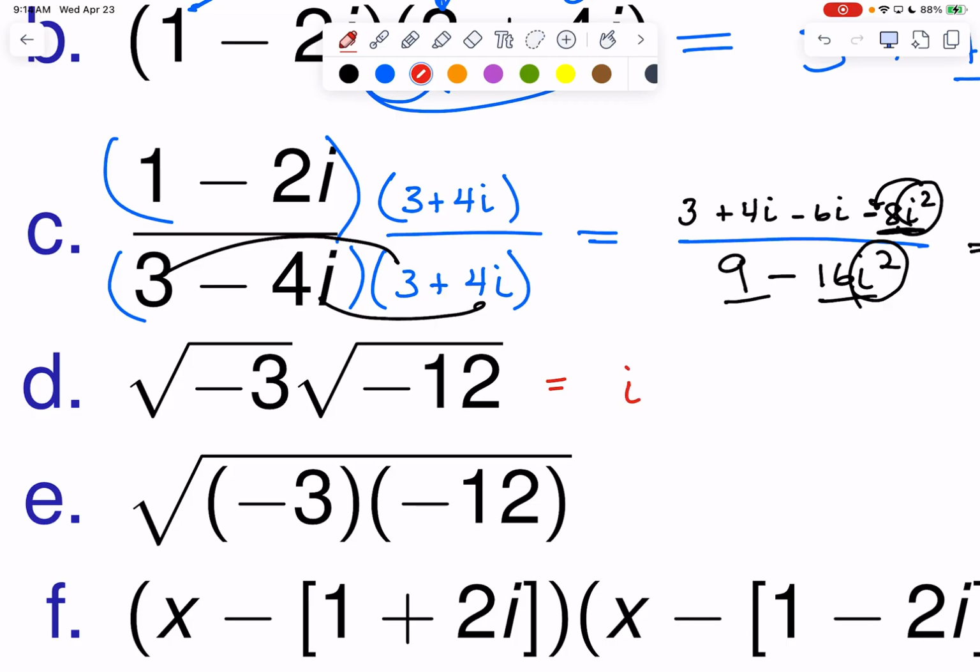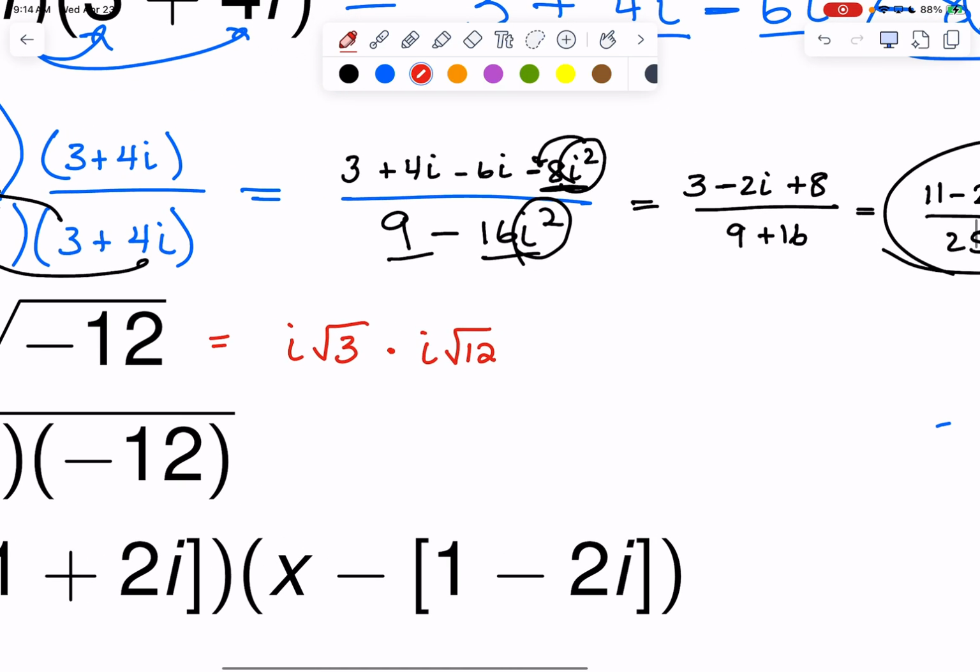So I'm going to have i root 3 times i root 12. Now, you're going to get i times i is what? So the i squared is actually going to make the answer what? See, if you would have multiplied a negative times a negative, you would have gotten a positive, and your answer would have been wrong because you would have missed the negative. So you got to poke the what out first, everybody.